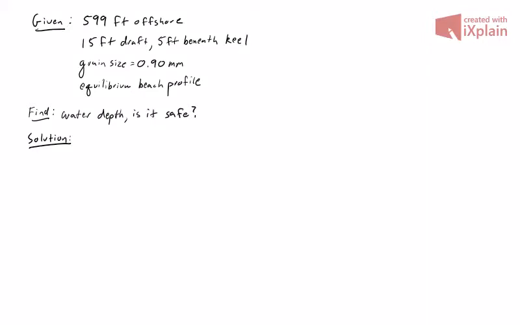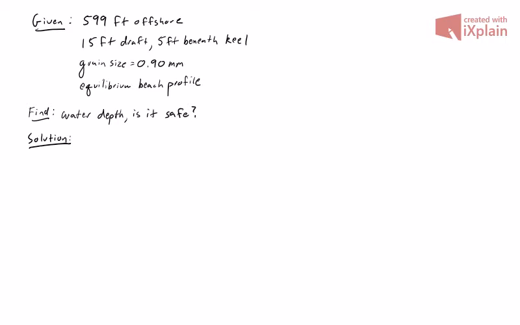All right, so for this problem, you're on board an LCS, and your captain wants to take the LCS just inside the littoral zone, so 599 feet offshore, just barely inside. And he wants to know, is it safe to anchor at that point? You know that the ship has a draft of 15 feet, and you need at least 5 feet of water beneath the keel in order for the ship to be safe.